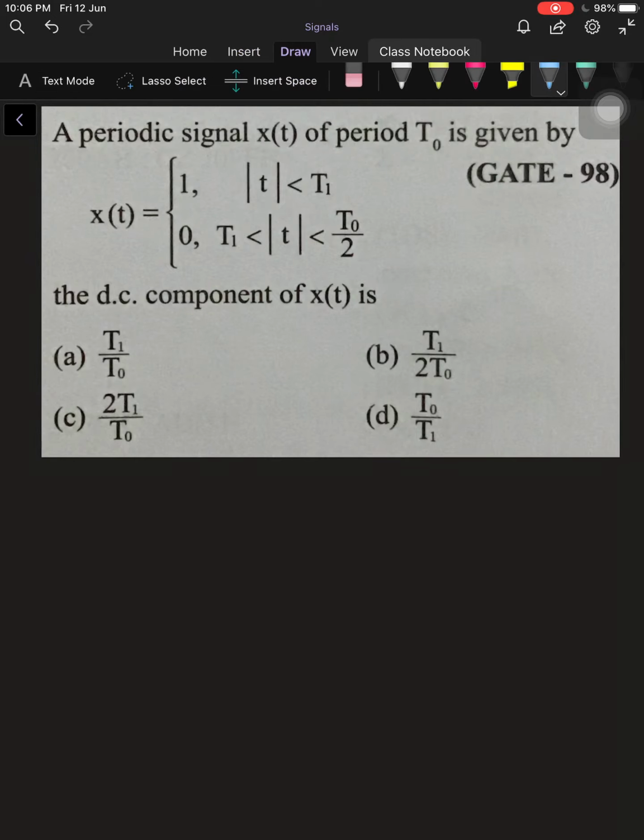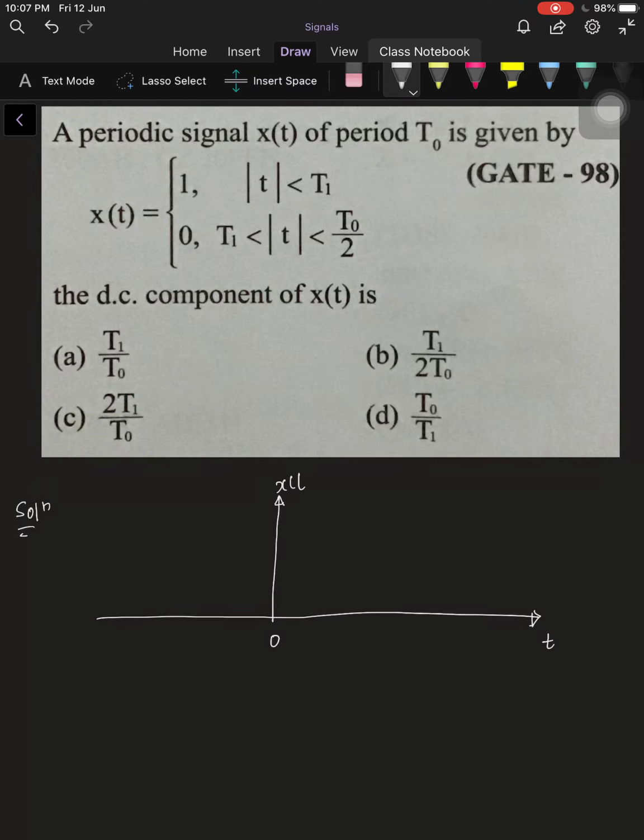The question says a periodic signal x of t of period T naught is given by x of t equals 1 when the magnitude of t is less than t1, and it is 0 when the magnitude of t lies in the range of t1 and T naught by 2. Now before starting the question, let's plot x of t, because whenever such a question is given, you will get the solution when you plot the given signal. Plotting the signal helps us in solving 50% of the question.